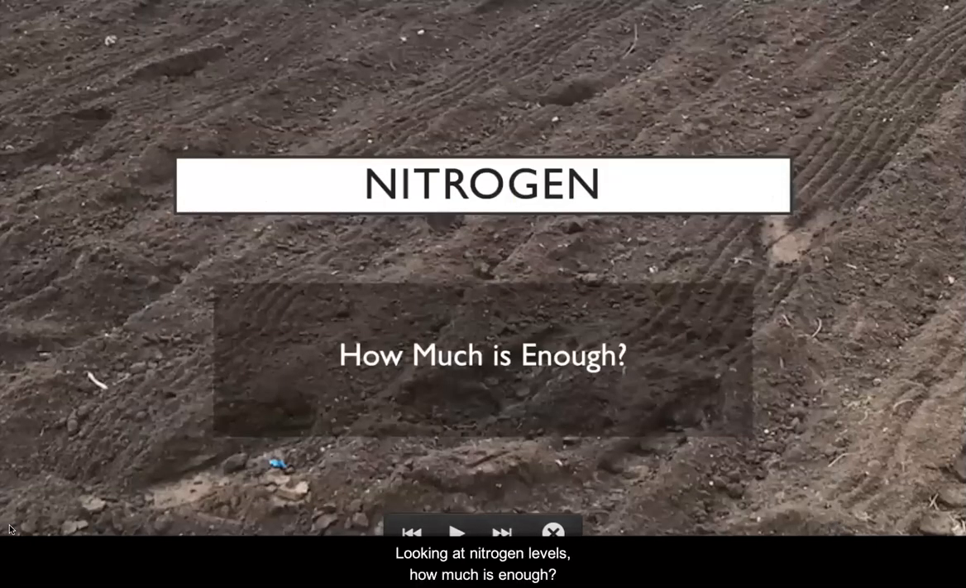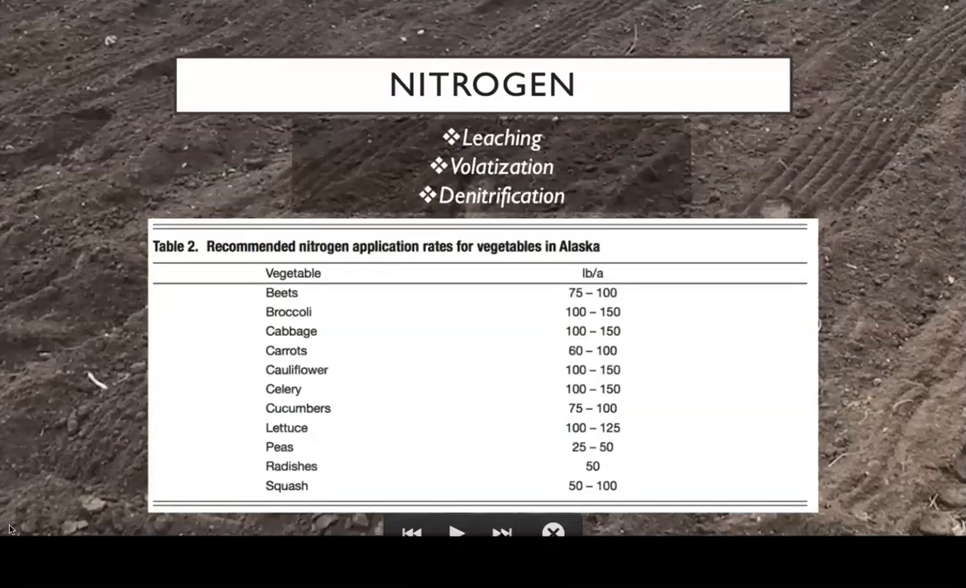Looking at nitrogen levels, how much is enough? Our nitrogen actually gets lost every year. One of the ways is leaching, so when it rains and washes away your nitrogen, it's pulling nitrogen away from your soil. Volatilization means it's being heated up and moved away through the air. The atmosphere is actually full of nitrogen, mostly nitrogen. And denitrification is the breakdown of nitrogen in soils, usually when it's warm and wet.